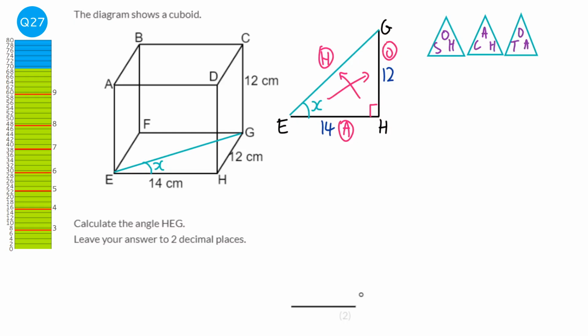Well, if you look, the H does not have a number or letter next to it, so we cross that out, and so we're looking for the one without the H, so that's going to be TOA. TOA is short for tan of the angle equals the opposite over adjacent. The angle is what we're looking for, so I'm just going to call that X. The opposite is 12 and the adjacent is 14.